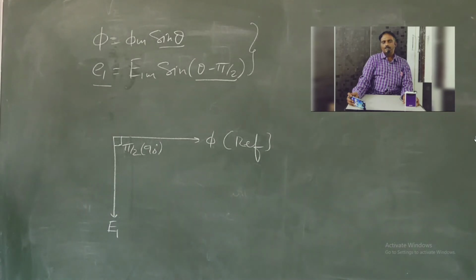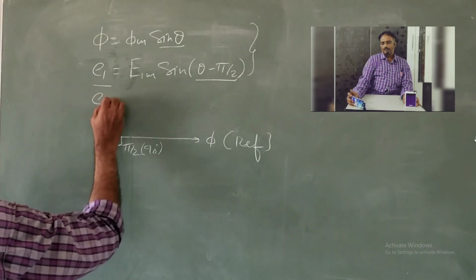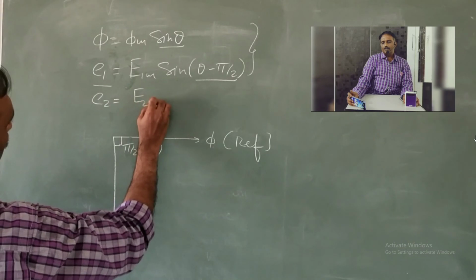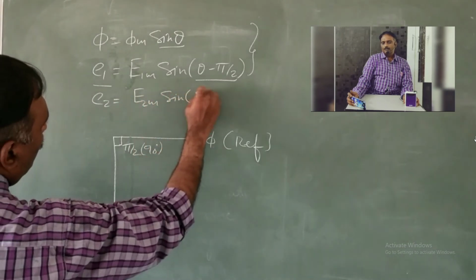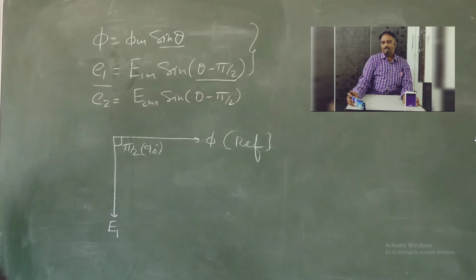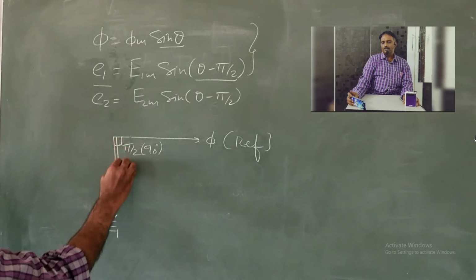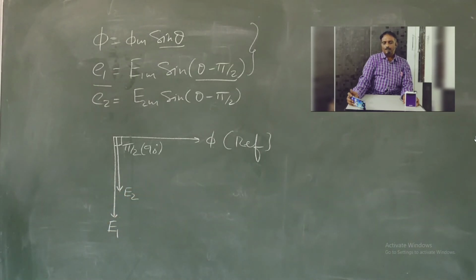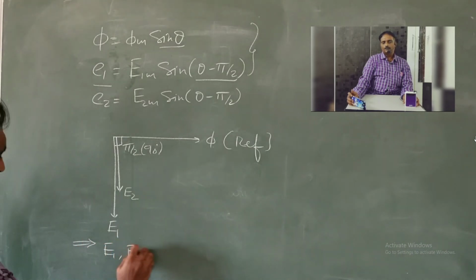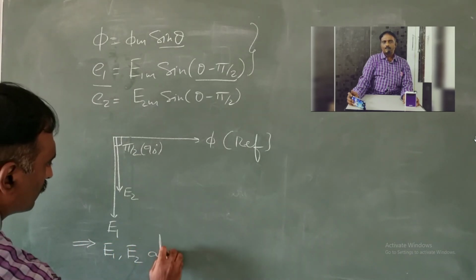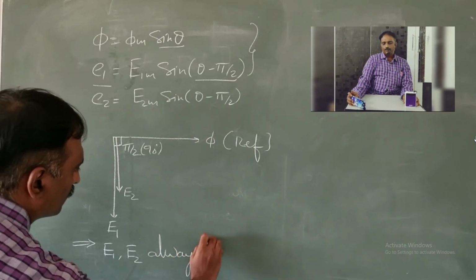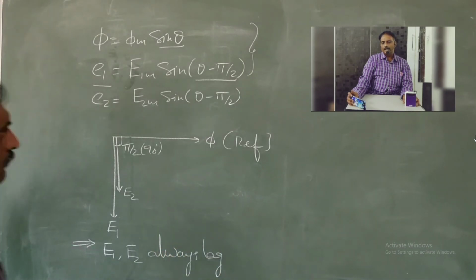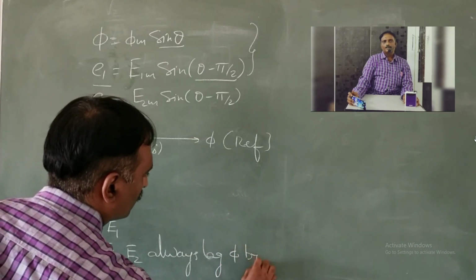Similarly, E2 also will be in the same direction as that of E1 because both will have the same phase. So I am writing down the equation for E2: small e2 is equal to the EMF induced onto the secondary winding, which is equal to E2m sin of theta minus pi by 2. So it will be in the same direction, and the magnitude depends upon whether the voltage is going to be stepped up or stepped down. Hence the conclusion here is that the phasors E1 and E2 are going to lag behind the flux by 90 degrees.